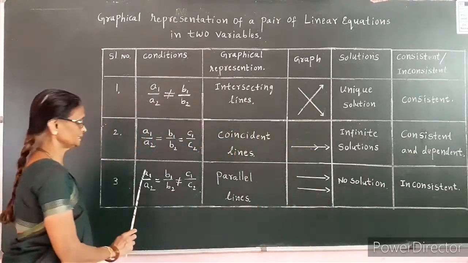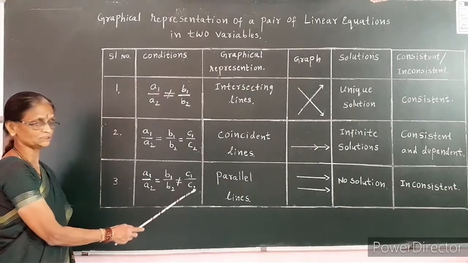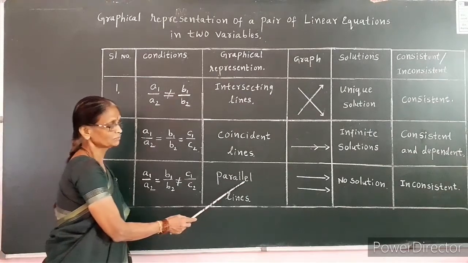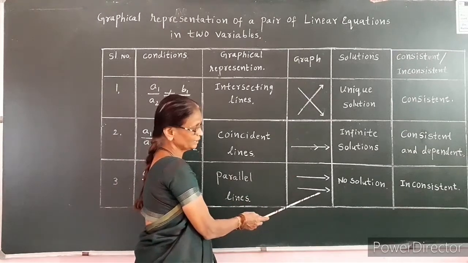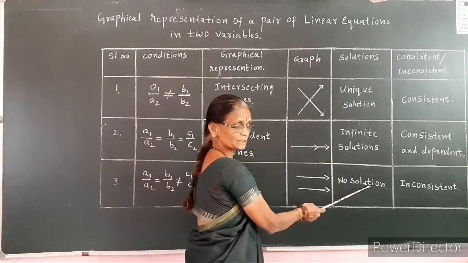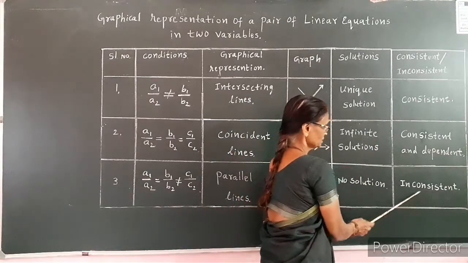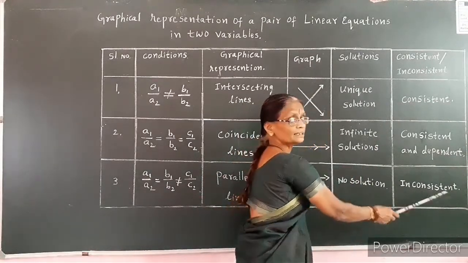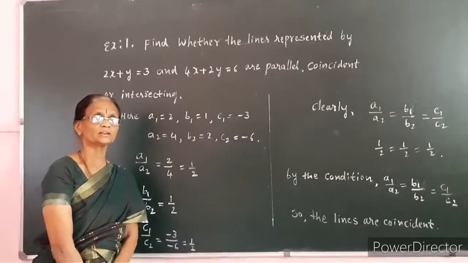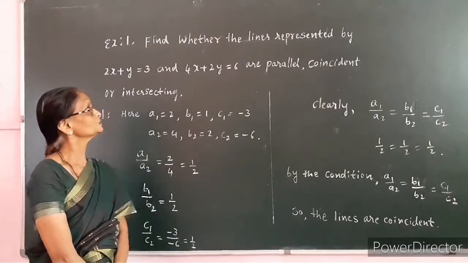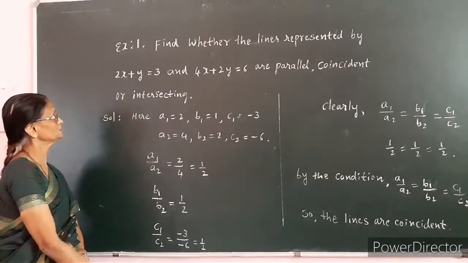Then the third condition is a1 by a2 equal to b1 by b2 not equal to c1 by c2. That should be parallel lines. The graphical representation is parallel lines. It has no solution. That condition is inconsistent. Those lines are inconsistent. Children, usually they will ask 1 or 2 marks questions based on the table. So let us see some examples.